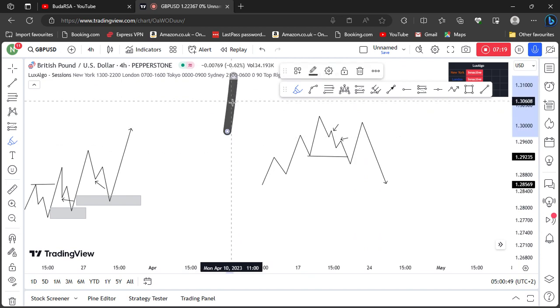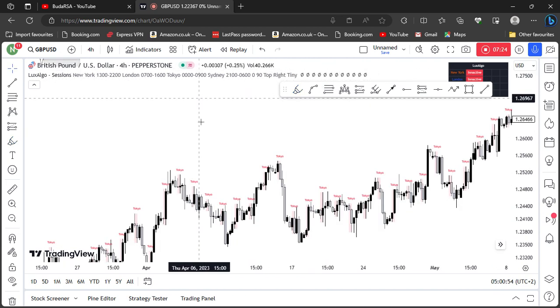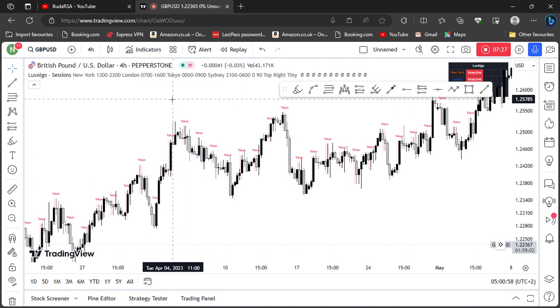So I'm going to show you guys a quick example. Let me remove this. I'm going to show you a quick example on the chart. It's just an easy example, guys.